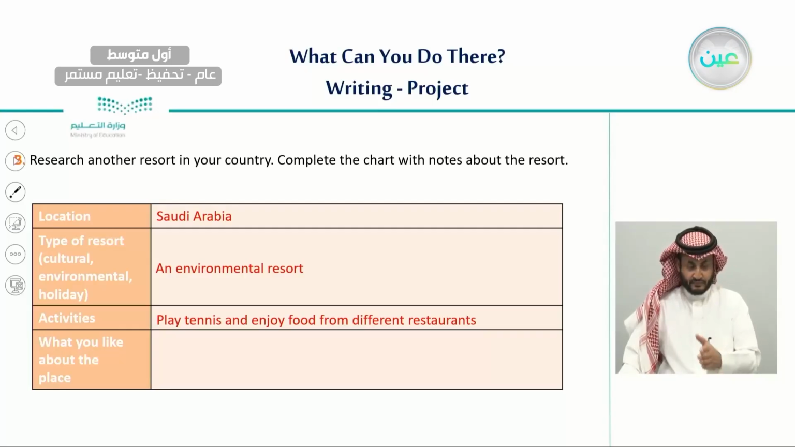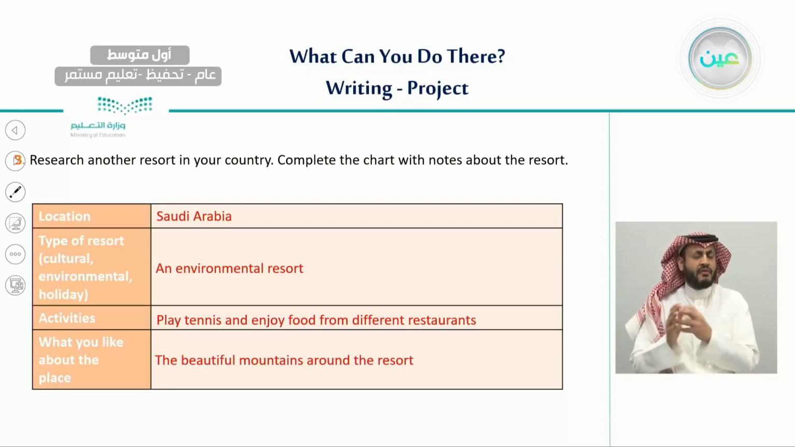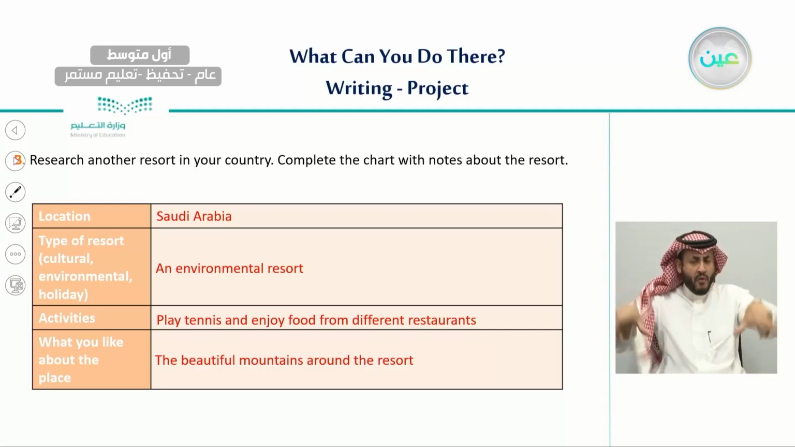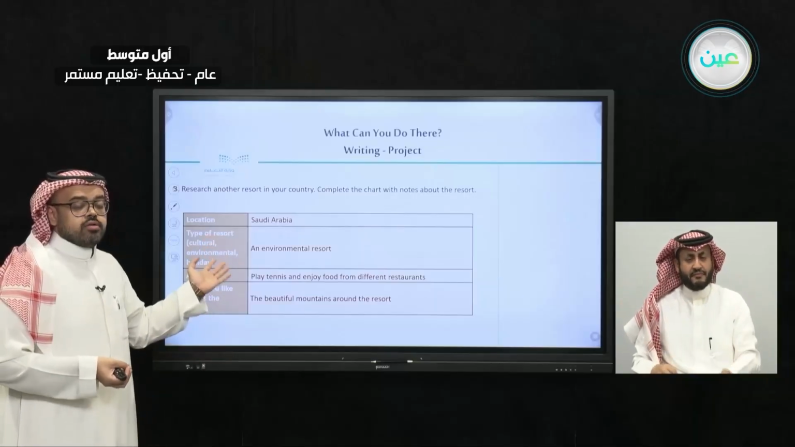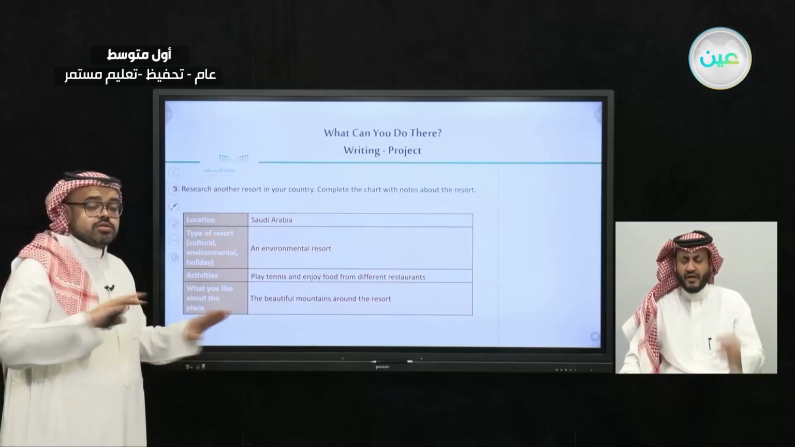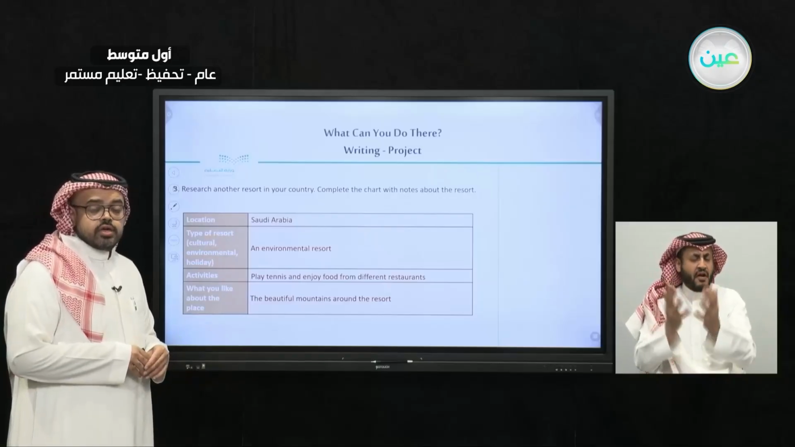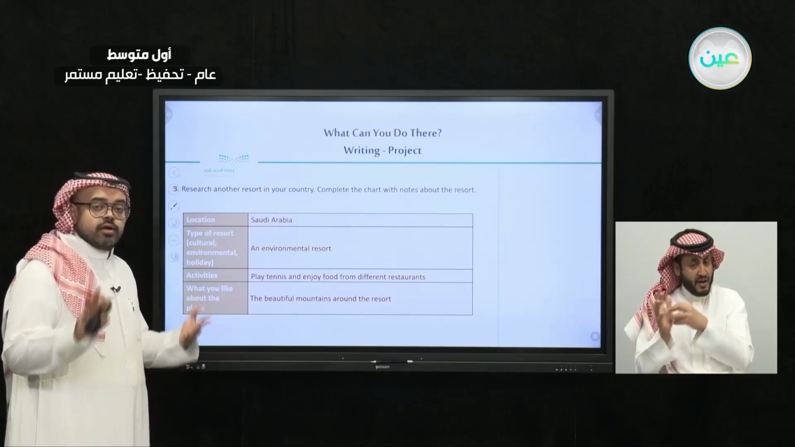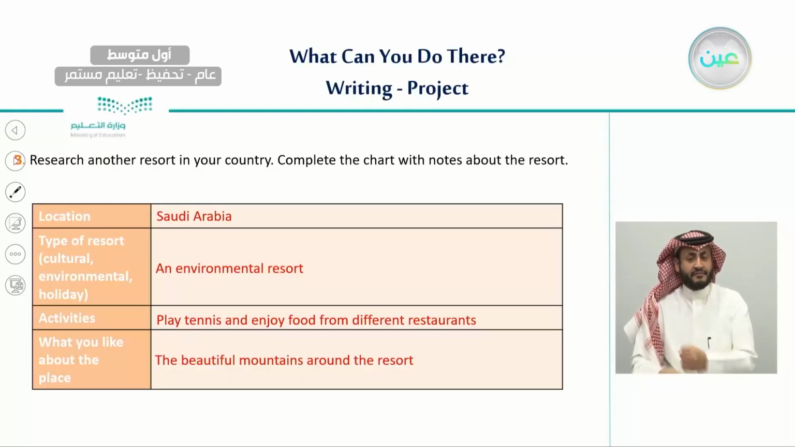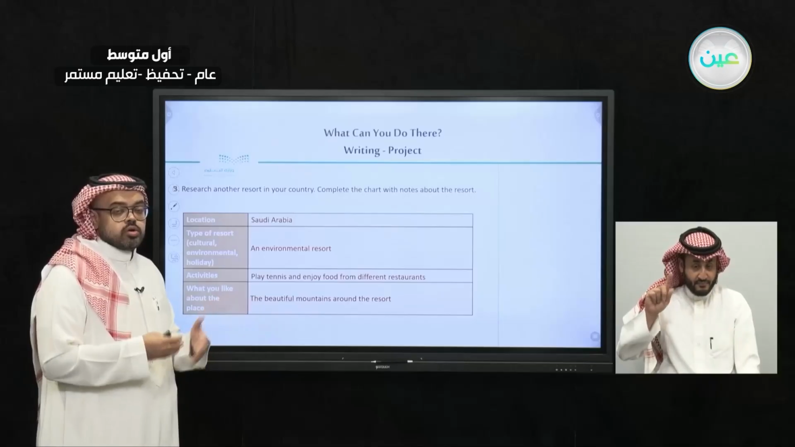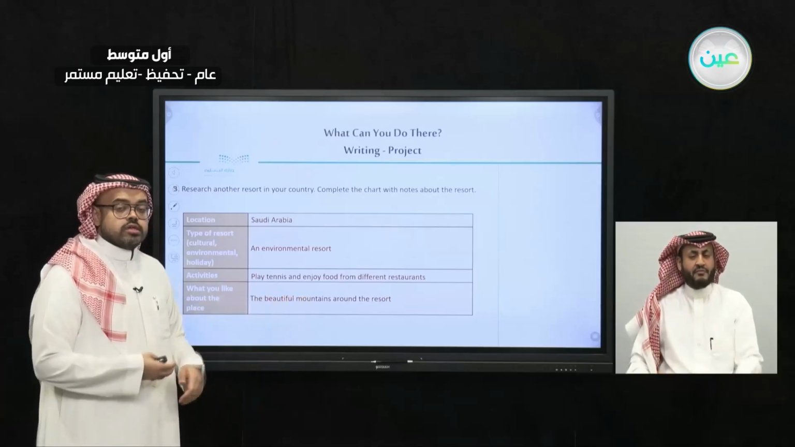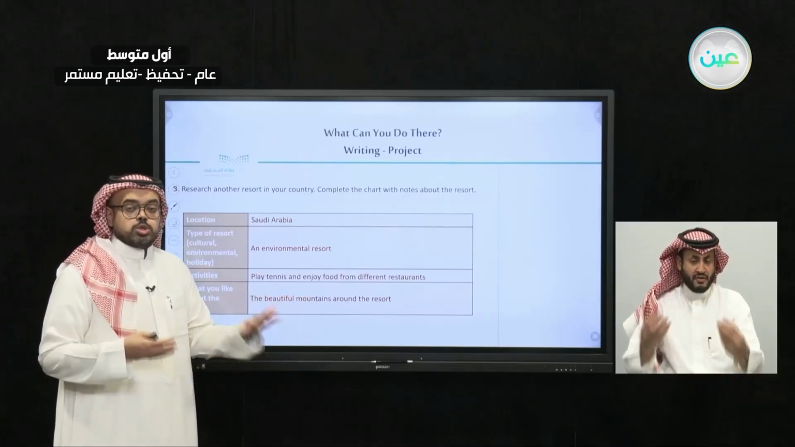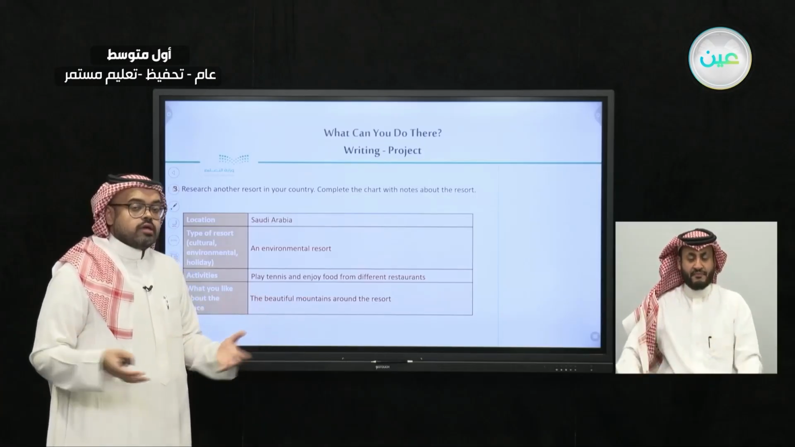And also, what do you like about the place? I like the beautiful mountains around the resort. So this is only an example of an environmental resort. So just think of any resorts that we have here in Saudi Arabia, and first thing, write where it is, and also write what type of tourism or what type of resort it is. Is it cultural, where you can enjoy arts and history? Is it environmental, where you can enjoy mountains and forests? Or is it holidays, where there are only beaches and games for kids and so on?